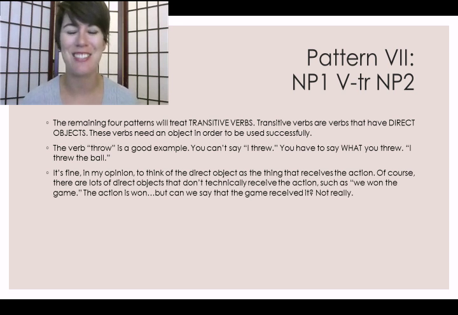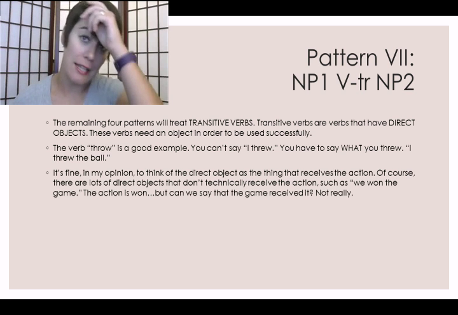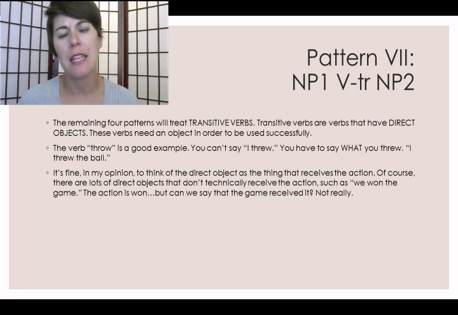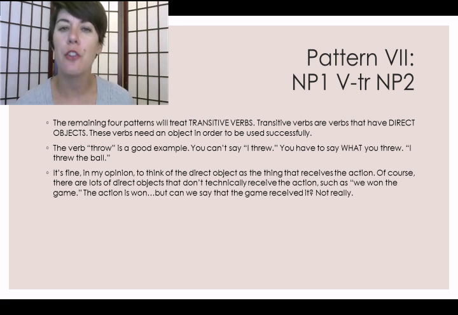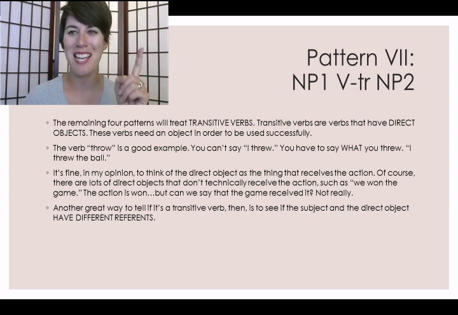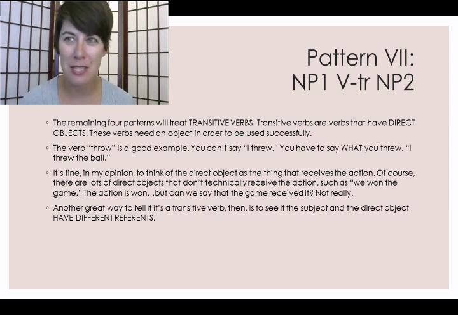Personally, I think it's fine to think of direct objects as the thing that receives the action. This is not always technically true. There are lots of direct objects that don't actually receive the action. In the sentence, we won the game, the action is won, the game is the direct object. Can we really say, though, that the game received the action of winning? You know, not really, right? So another great way to check to see if it's a transitive verb or not is to see if the subject and the object have different reference. That's why we're saying noun phrase 1 for the subject and noun phrase 2 for the direct object. They have different reference. They're talking about different things.